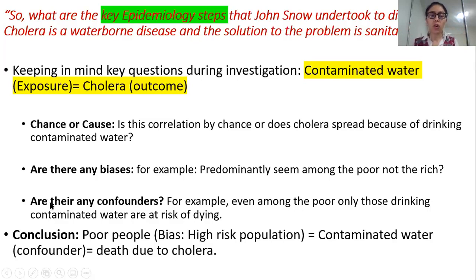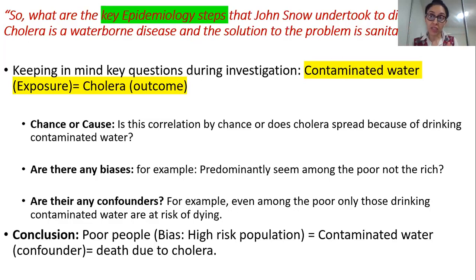And then lastly, he saw, are there any confounders? Meaning, for instance, even among the poor population or low economic strata of the society, only those who are drinking contaminated water are dying? Of course, yes, that was what was proven.